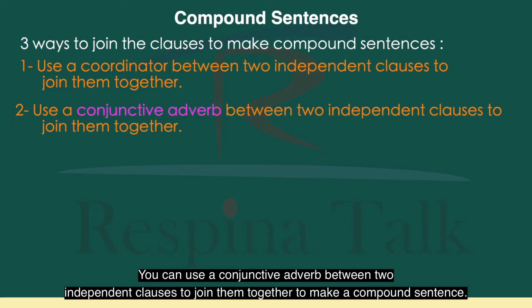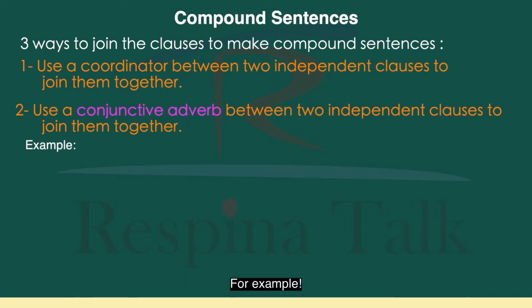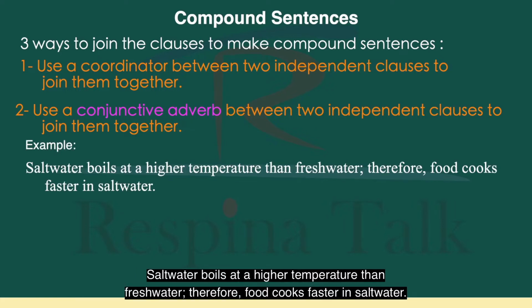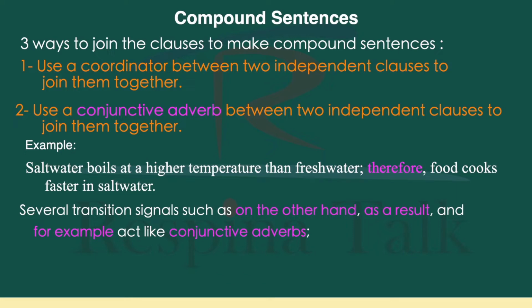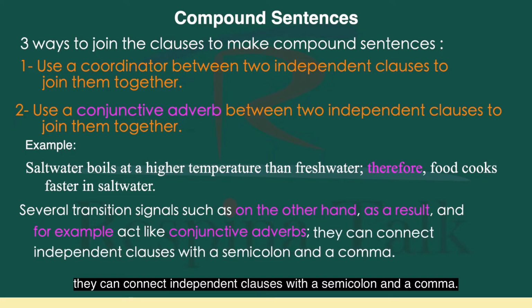You can use a conjunctive adverb between two independent clauses to join them together to make a compound sentence. For example, salt water boils at higher temperature than fresh water. Therefore, food cooks faster in salt water. Several transition signals such as on the other hand, as a result, and for example, act like conjunctive adverbs. They can connect independent clauses with a semicolon and a comma.